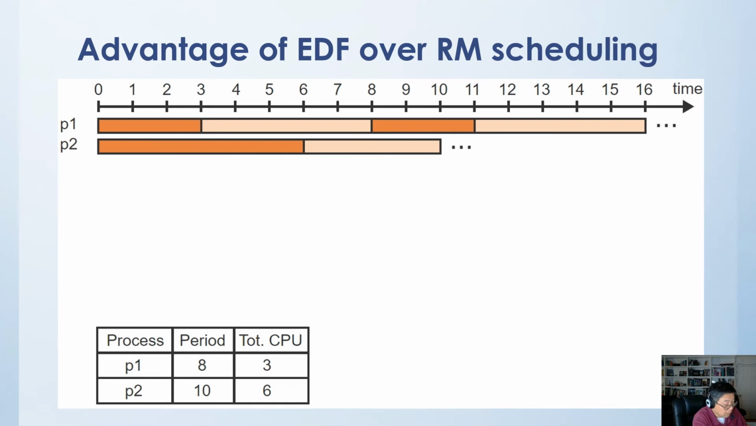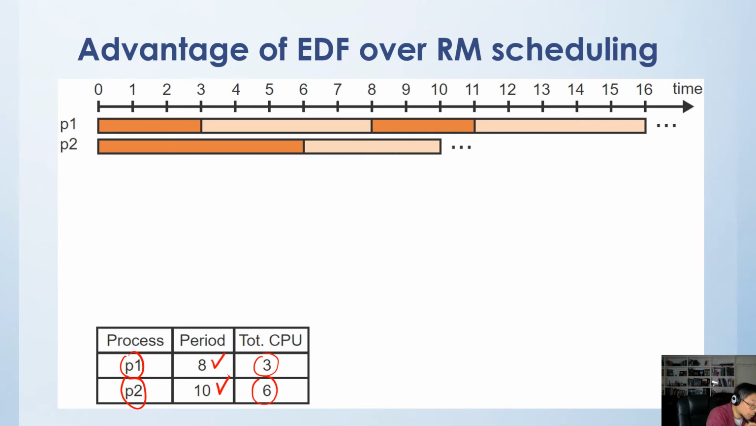Okay, let's look at another example. Now in this case, we have two processes, P1 and P2. Process P1 has a period of 8, process P2 has a period of 10, and process 1 has total CPU time 3, and process 2 has total CPU time 6.